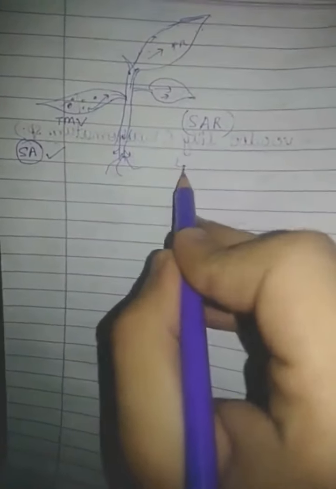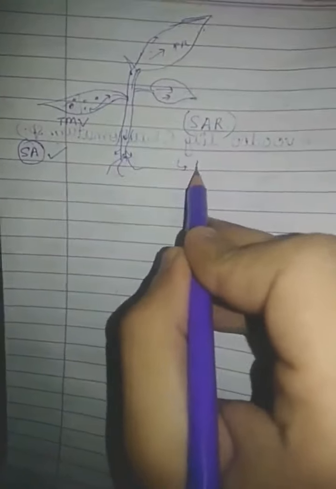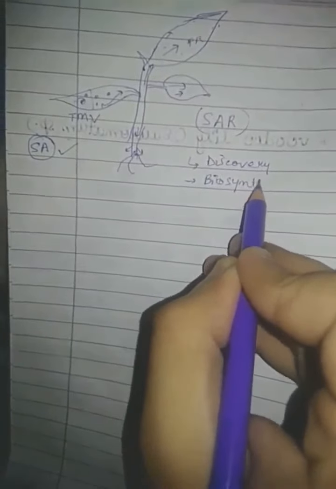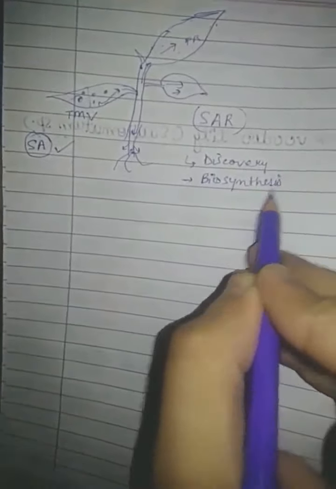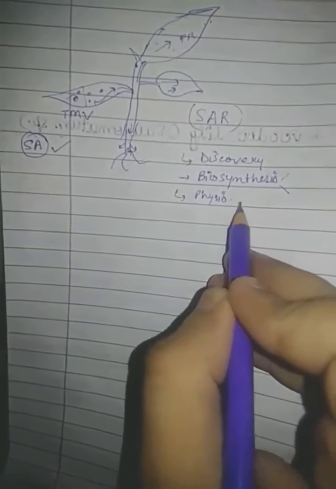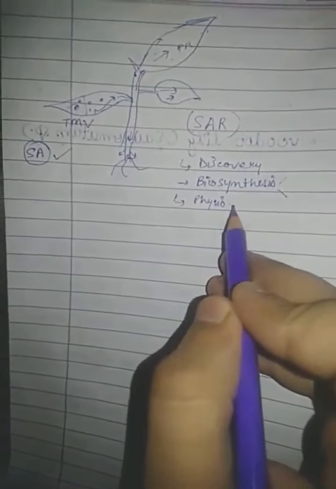So in this video we have covered the discovery, the biosynthesis, the phenylalanine which is the major precursor for the synthesis of salicylic acid. We have also studied the two pathways, that is the chorismate pathway and the TCA pathway. Then we also studied the physiological functions. The major functions are its role in senescence, in the thermogenic event, and also in SAR, that is systemic acquired resistance.